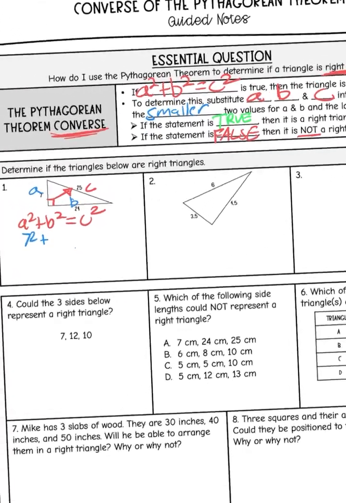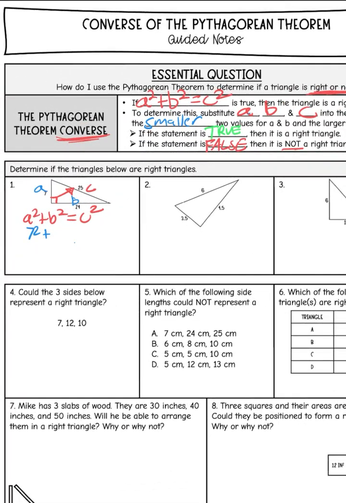That is really small, and I'm on an iPad. It's crazy. So if A is 7 and B is 24, looks like that's 24, so we're going to go with 24. If B is 24 squared and C is 25, then when we plug that in, we have 25 squared. If this is a true statement, then yes, this is a right triangle. If not, then no, it is not.